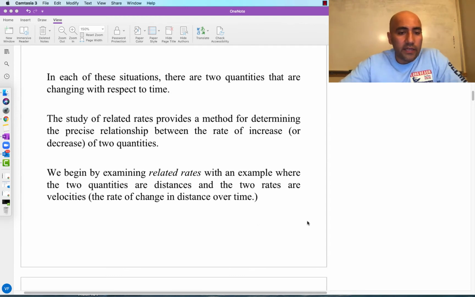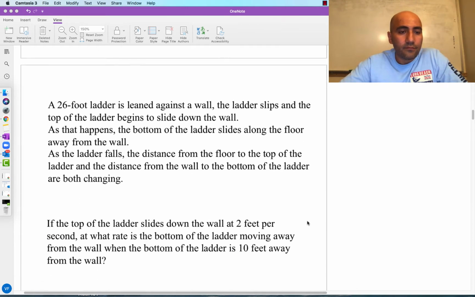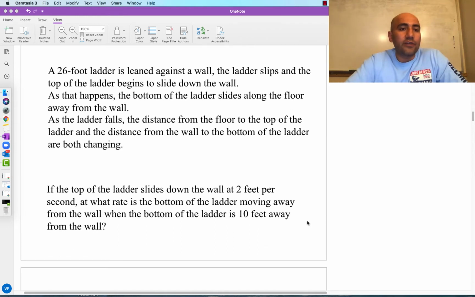So let's dive into it. So let's say we have this situation. A 26-foot ladder is leaned against a wall. The ladder slips as the top of the ladder begins to slide down the wall. As that happens, the bottom of the ladder slides along the floor away from the wall.